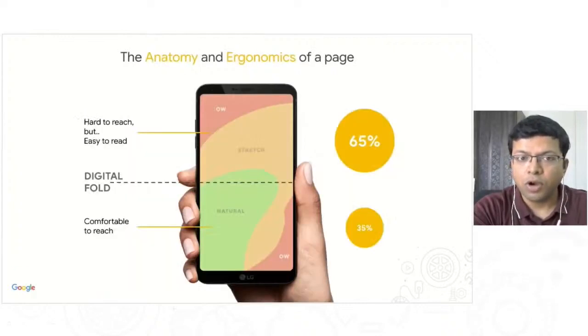Another thing I wanted to talk about is the anatomy and ergonomics of a page. This is how people hold their phone, right? So you can see the orange area and the red area, which is away from the thumb. Those areas are suitable for reading, so you should have your best content over there. And the green area is accessible for taking action. So all the main call to action buttons and CTAs should be in this area.